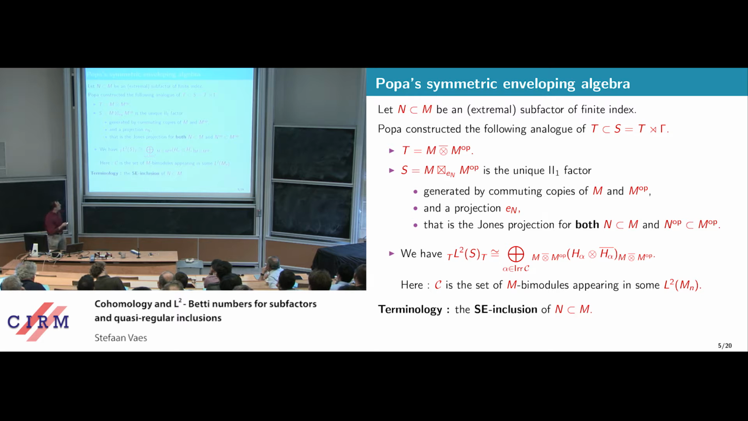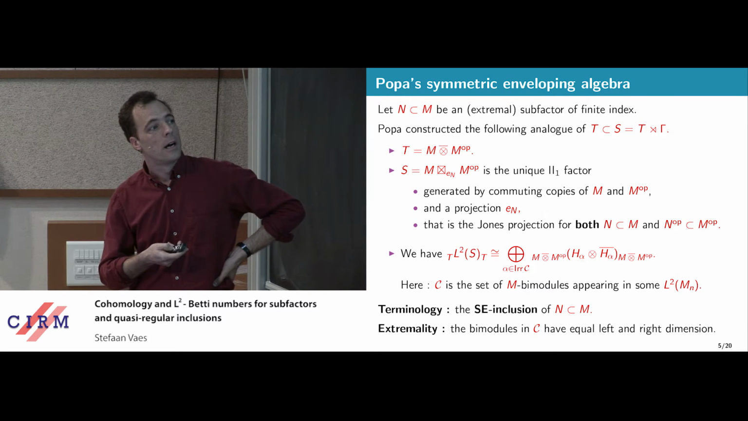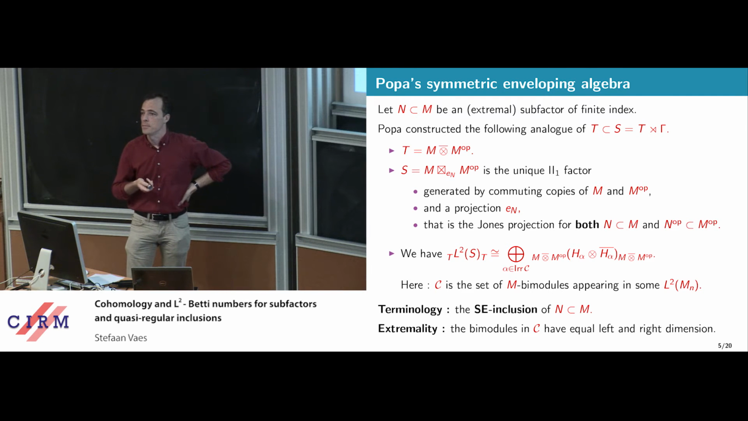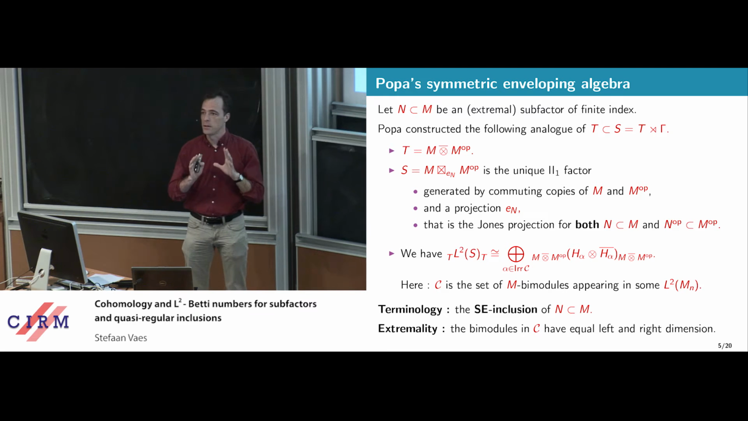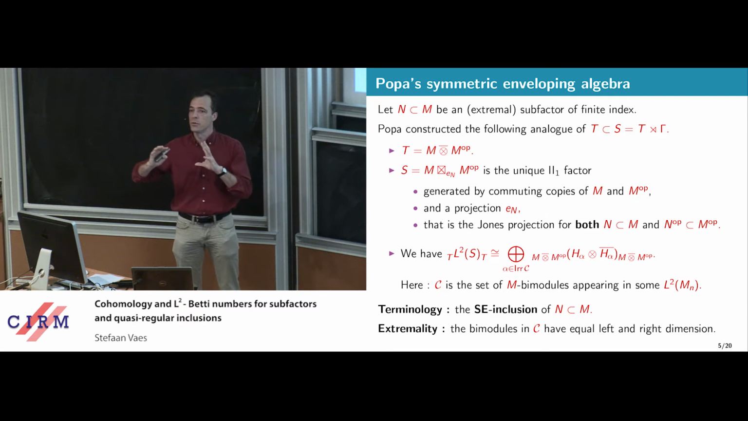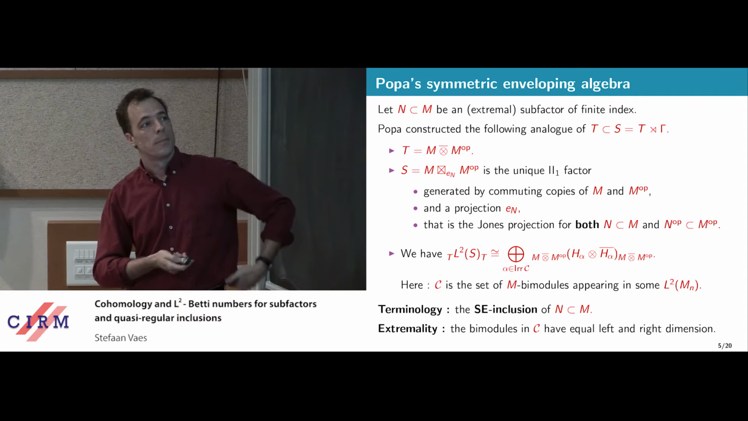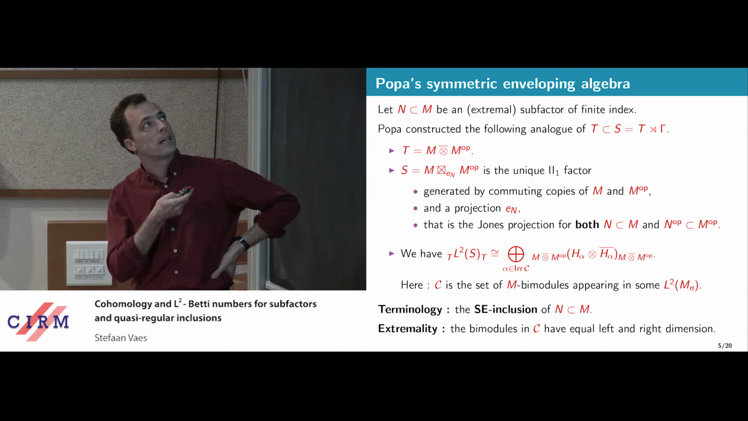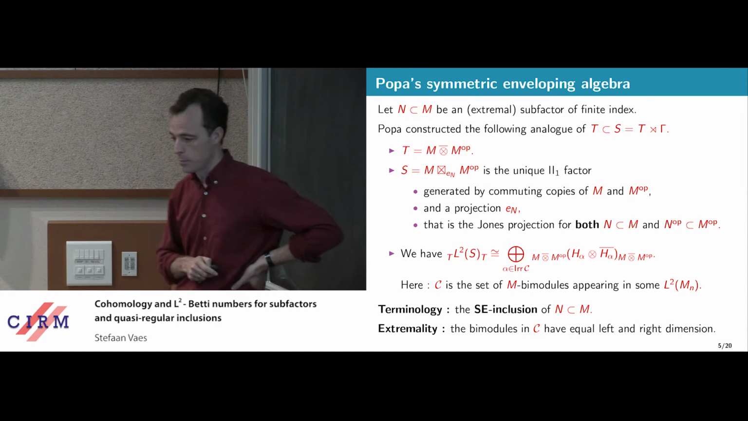So we call this the symmetric enveloping inclusion, and now comes the explanation of the word extremality. For the moment you can just forget about it, but it's a crucial assumption. Extremality comes down to saying that all these M bimodules that appear in the tower have equal left and right dimension. Because I introduced the Murray-von Neumann dimension, you can view things as a right M module or as a left M module, and these dimensions might differ. Now, in a unimodular situation, if you wish, that's extremality, when they always coincide, and that is reflected by the fact that S is again a trace. So that's an important assumption.